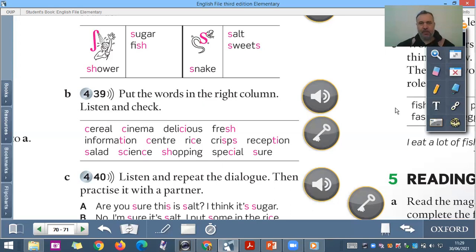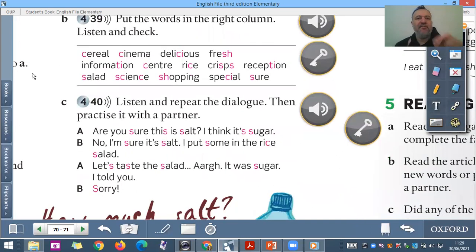Okay, do it until you can complete the exercise. Now, there is a conversation here emphasizing the sounds of s and sh. Now, we're going to listen to it.